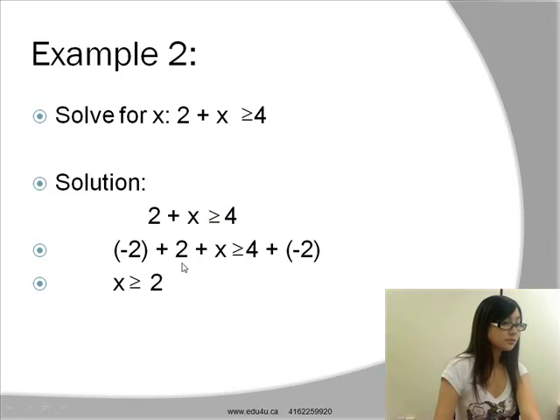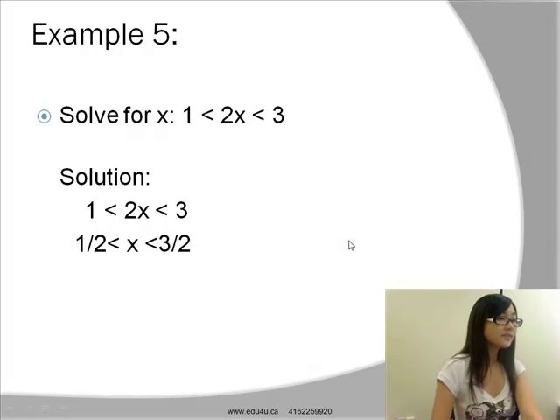When negative 2 plus 2, then it will be 0. The 2s will cancel out. And when 4 plus negative 2, it will be positive 2. So the final answer is x is bigger than or equal to positive 2.